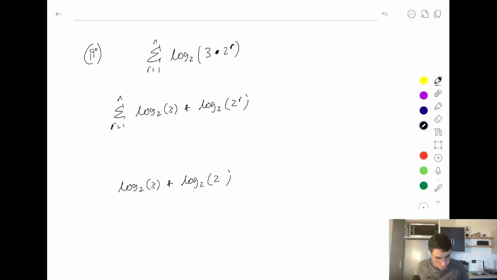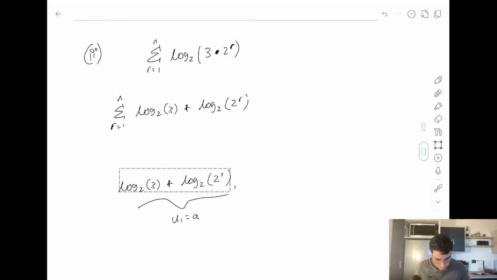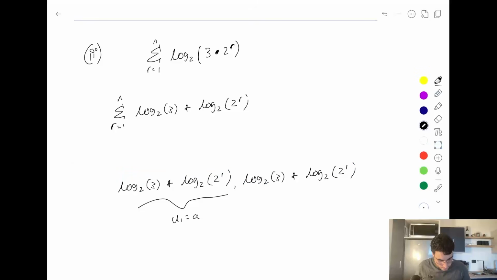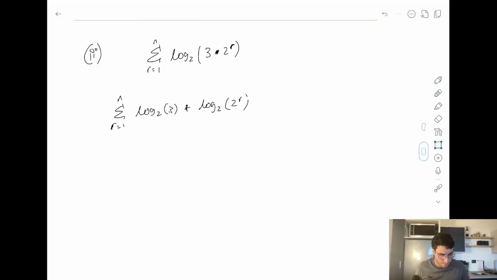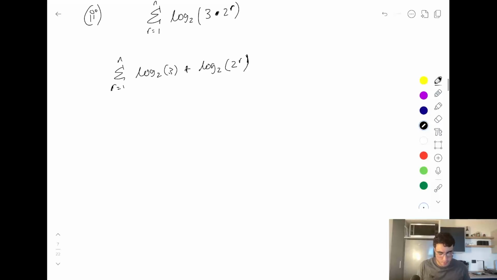Our A term will look something like this. Our B term, or U2, looks something like this, but r is 2. That's what I'm trying to get at. It's a series. This is where they're combining different parts of the syllabus together.